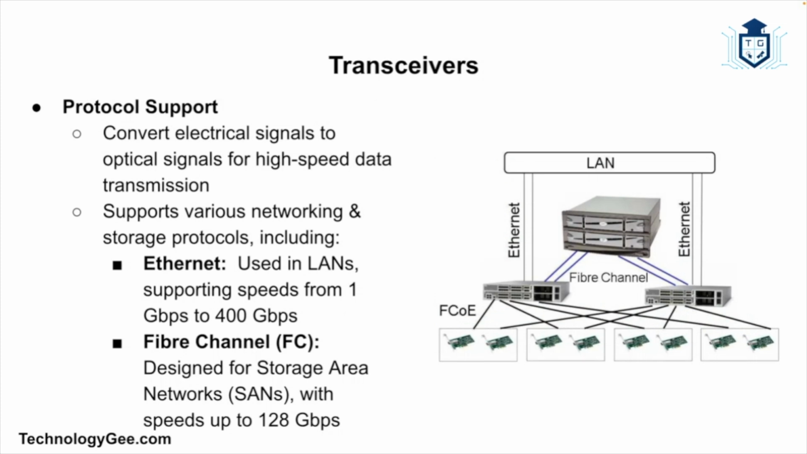All right, so let's move on and talk about transceivers. First, we're going to talk about protocol support. Transceivers convert electrical signals to optical signals and vice versa, supporting various protocols such as Ethernet, which is widely used for local area networks. The transceivers support speeds from 1 gigabit per second to 400 gigabits per second. And then you have what is called Fibre Channel. This is designed for high-speed storage area networks and supports speeds up to 128 gigabits per second. And yes, the spelling of fibre, F-I-B-R-E, is spelled the correct way.